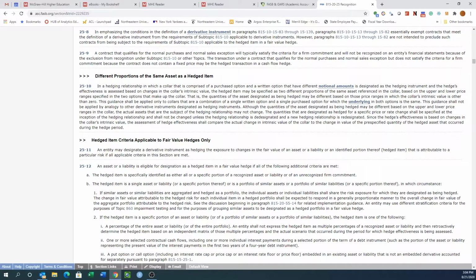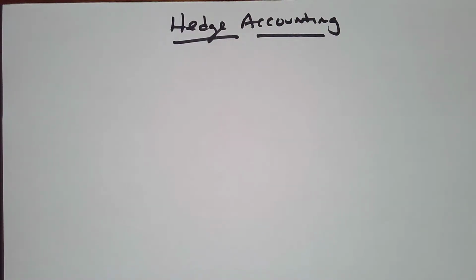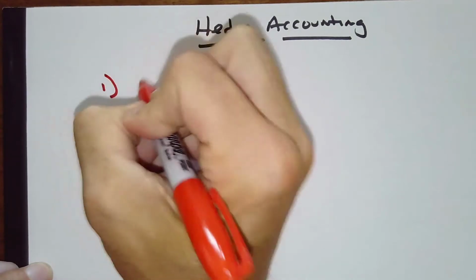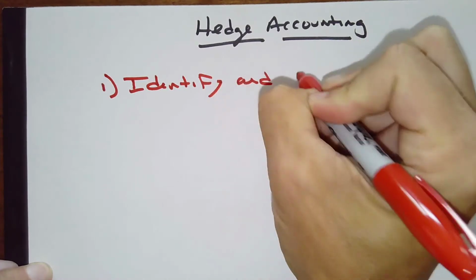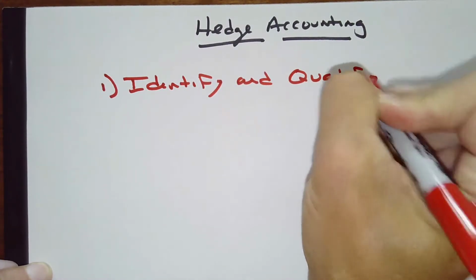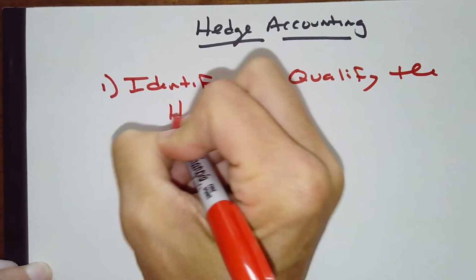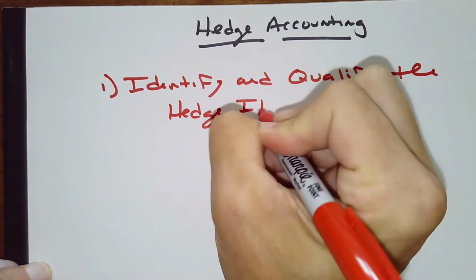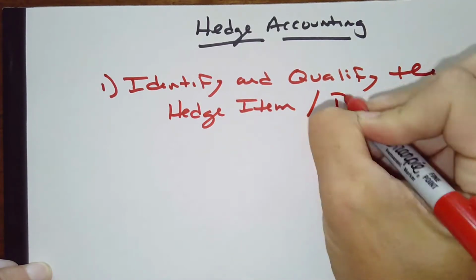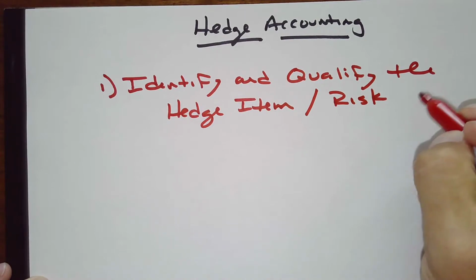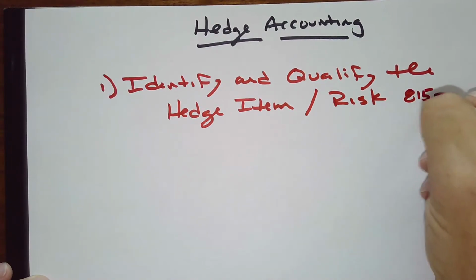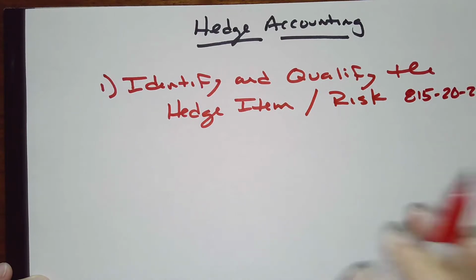So let's go back over to our little writing here. So the first thing we've got to do, you have to identify and qualify the hedged item or risk, whatever that is. That is one of the steps. You have to identify and make sure that it is qualified. And we go to the literature, 815-20-25, to do that.